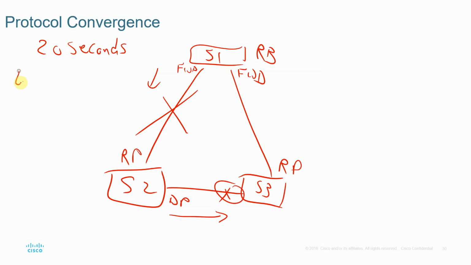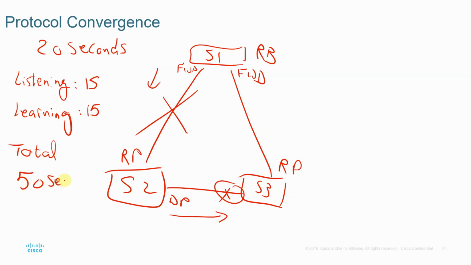And so it will put the port first in the listening state, where it just listens for BPDUs to allow the STP protocol to converge, and it stays there for 15 seconds. And then it transitions to the learning state, where it stays for an additional 15 seconds, and then it goes to the forwarding state. So you have a total of 50 seconds to recover from an error.